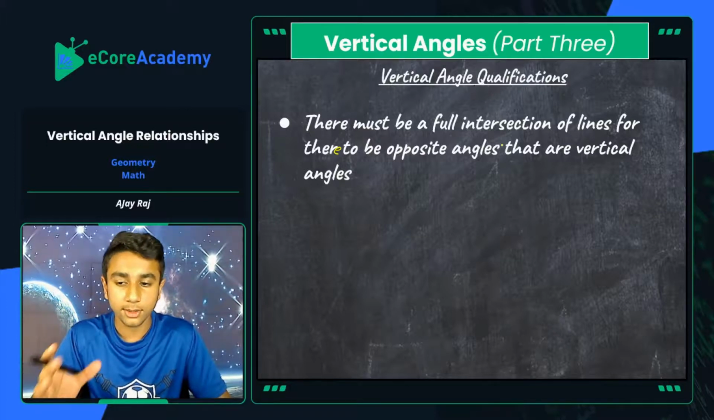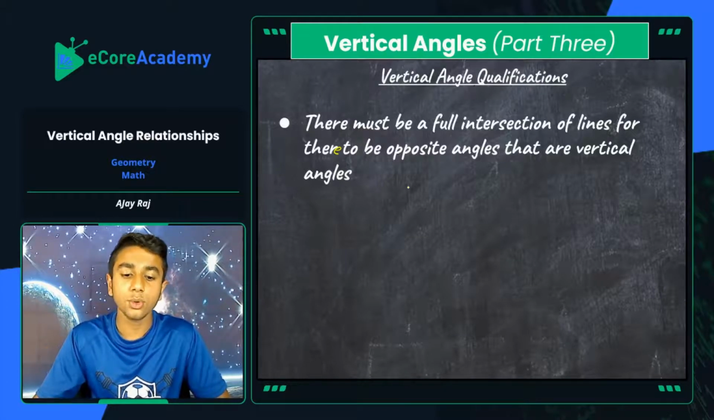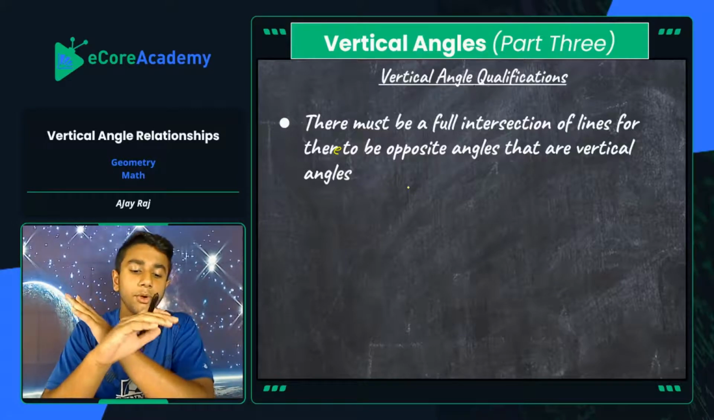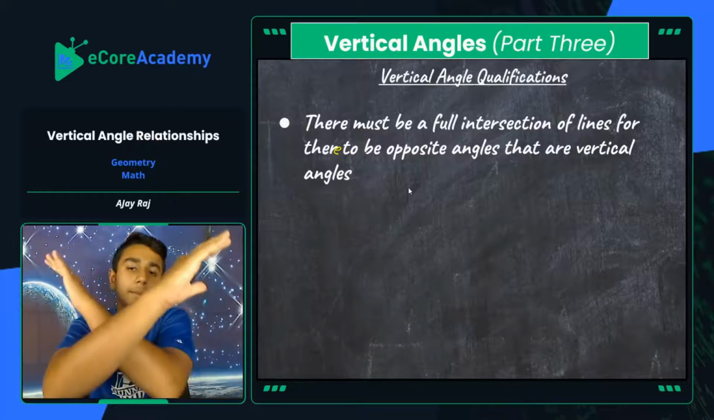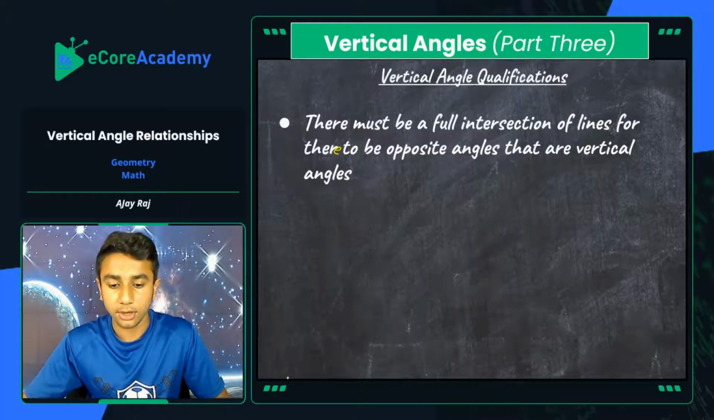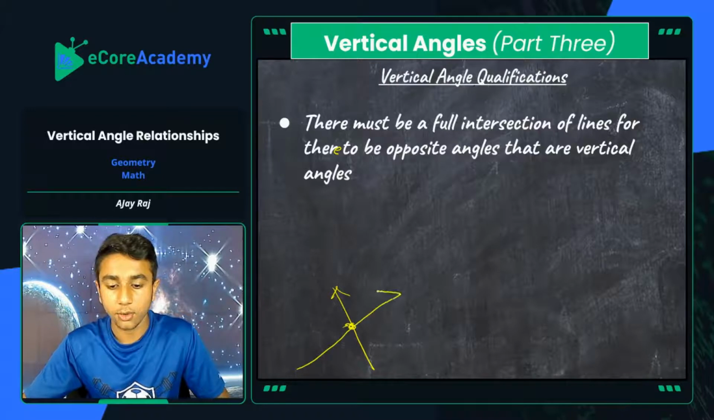So let's look at exactly what a full intersection of lines is. That's when two lines intersect at one common point and they fully go in opposite directions after intersecting. So that would be something like this, like our diagram here. This is an example of full intersecting lines. They go in complete opposite directions and they're adjacent. They form that definite adjacence.